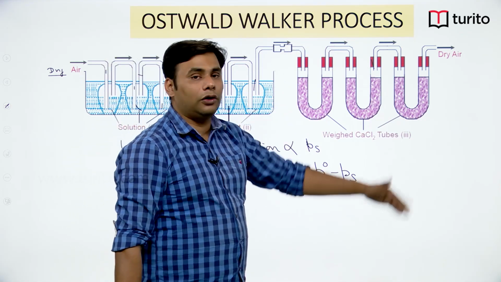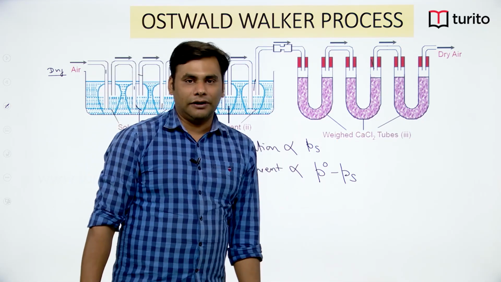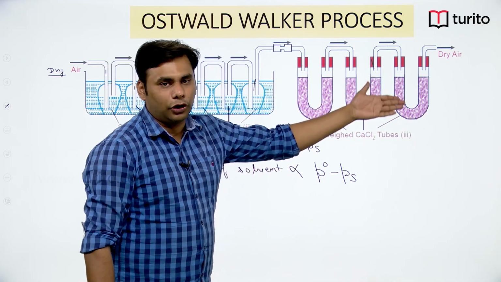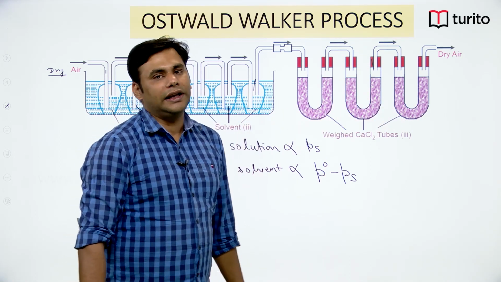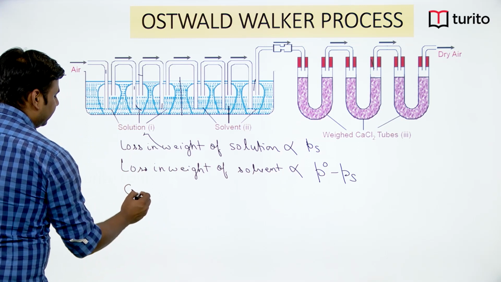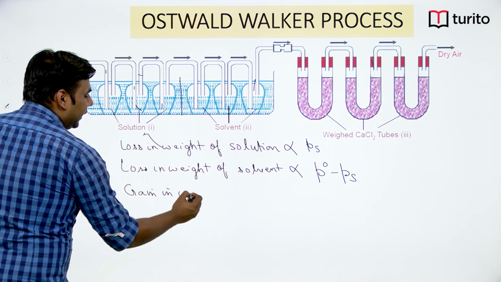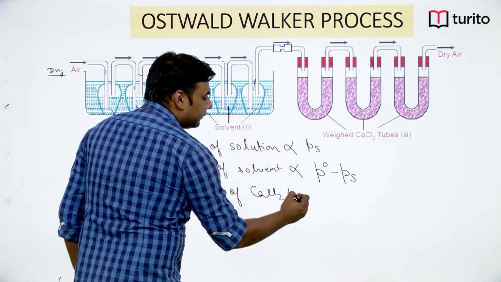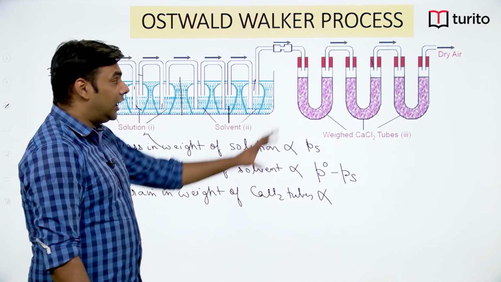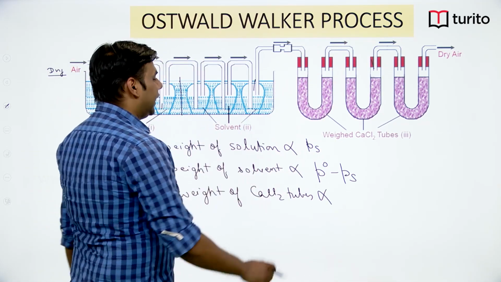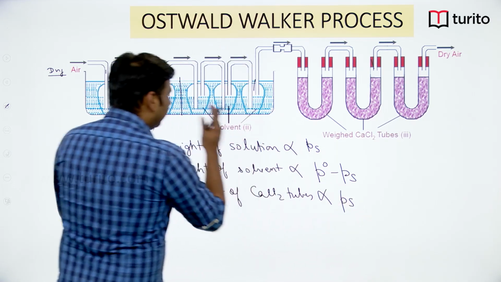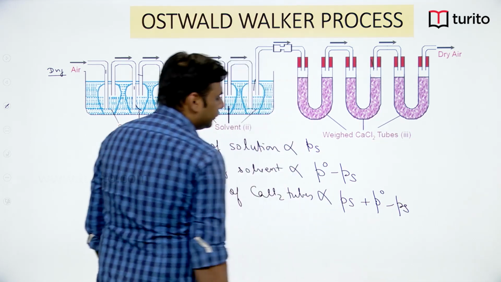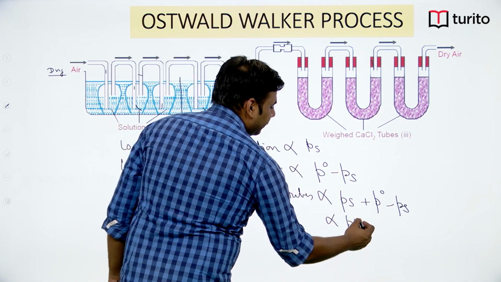Suppose initially the weight of the calcium chloride before passing the air was m1. Now when you are passing the moist air, it will absorb the moisture, so the weight of this calcium chloride tube will increase. So the gain in weight of calcium chloride tubes would be proportional to the total amount of vapor that they are absorbing. So the total vapor that they would be absorbing is PS, which is coming from the solvent side, plus P naught minus PS, which is coming from the solute side. So this will be proportional to P naught.